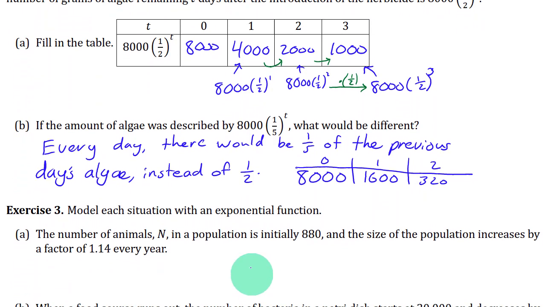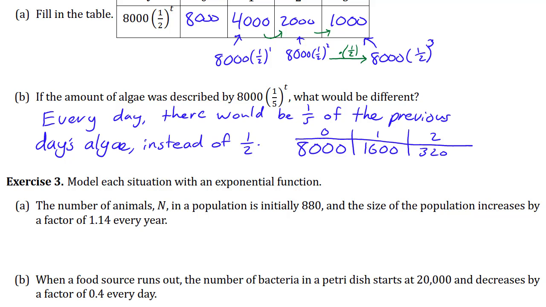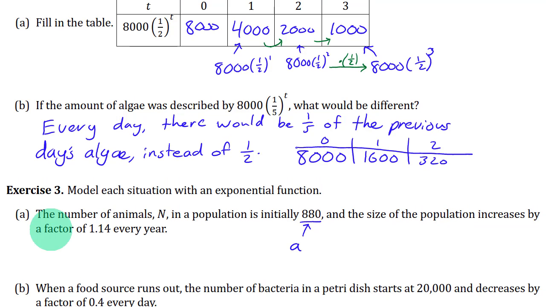Okay, so let's try to now model some situations with an exponential function. So first we have the number of animals, n, in a population is initially 880, and the size of the population increases by a factor of 1.14 every year. So this is giving you the initial value. That's like the A in the formula, and it's increasing by a factor of 1.14 every year. That's describing the growth factor, B. Is 1.14.